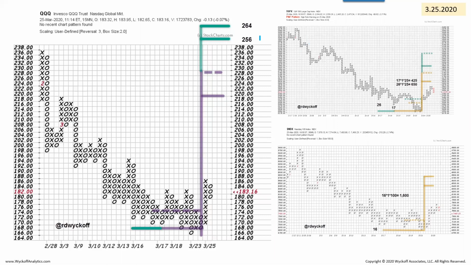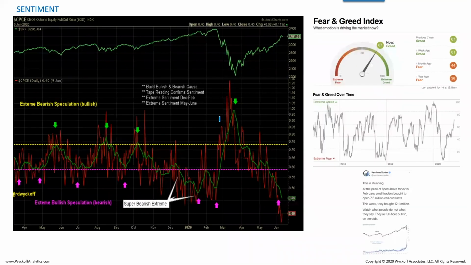Okay, and then here, this is the Qs using 15-minute data, 3-box reversal. You can see this count also confirms what we just looked at. And then finally, in the little bit of time I have left, I just want to point out that there's extreme bullish sentiment going on right now. And this extreme sentiment is more extreme than it was back in February to December, and that was a record call volume, more of a record call volume now. So sentiment is very extreme.